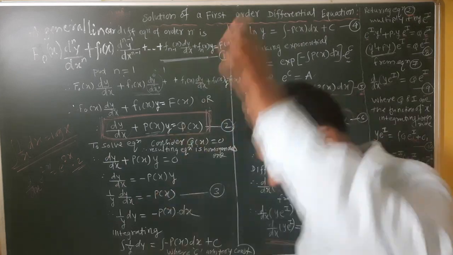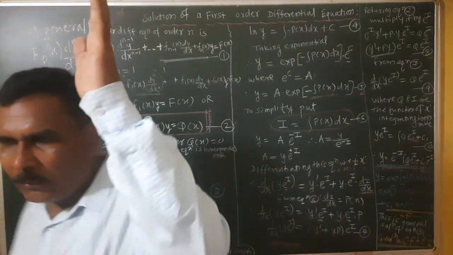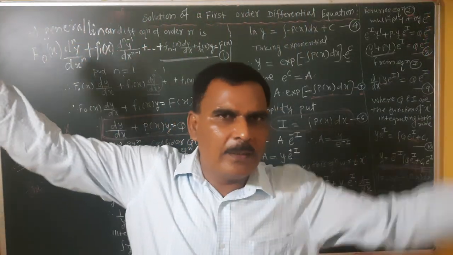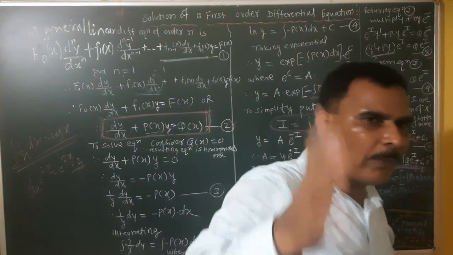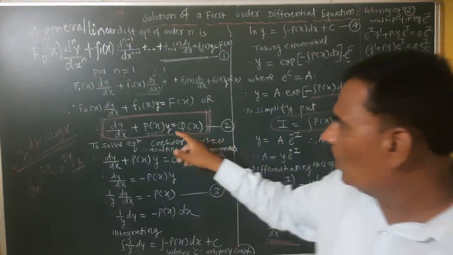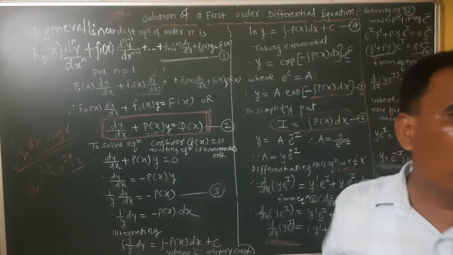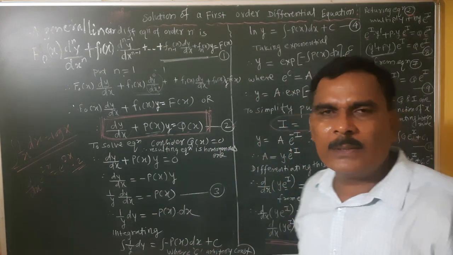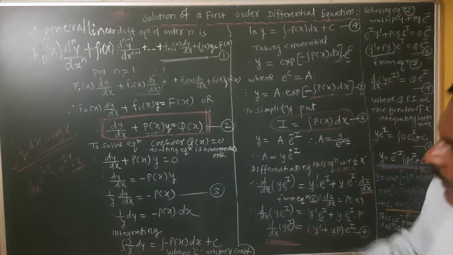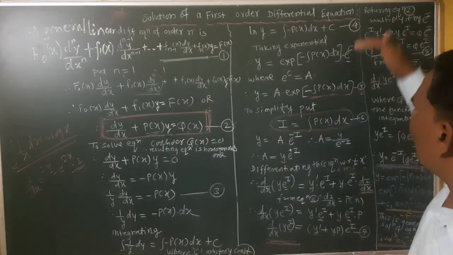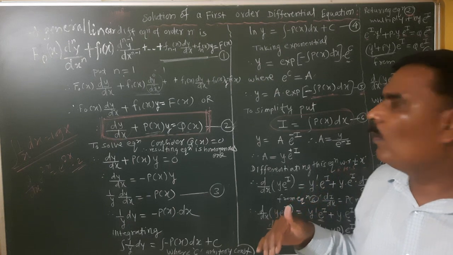First of all, you have to write the general equation for the nth order, then remember the first order dy by dx plus p of x into y is equal to q of x, and after that consider the right hand side as 0, the homogeneous equation, solve this equation, separate the variables, integrate it, and then go on step by step.